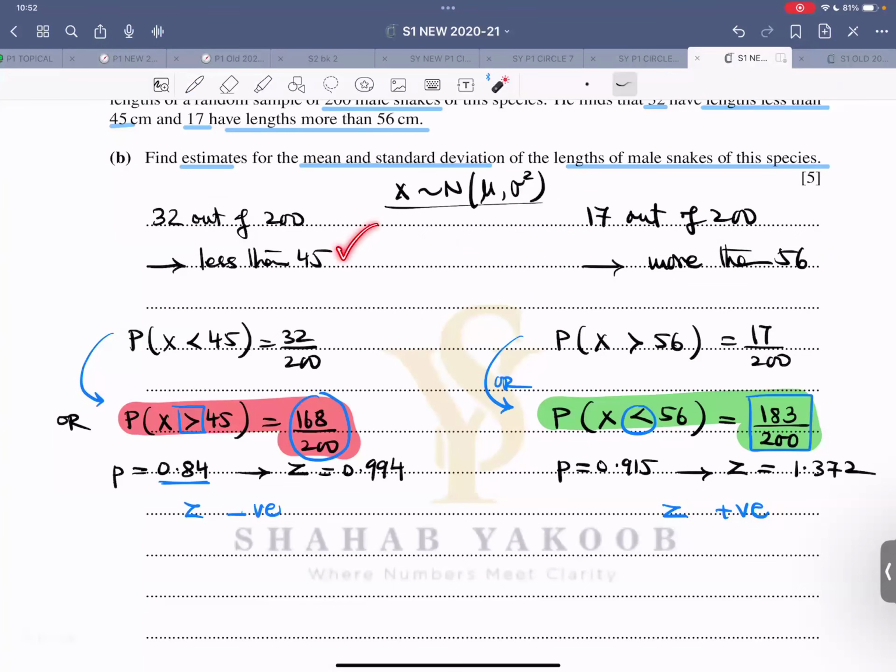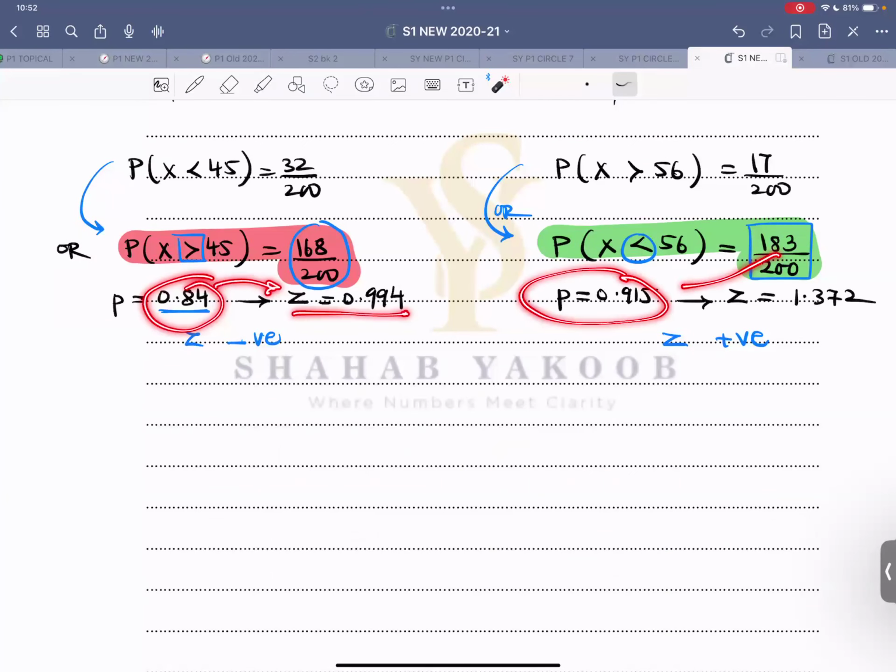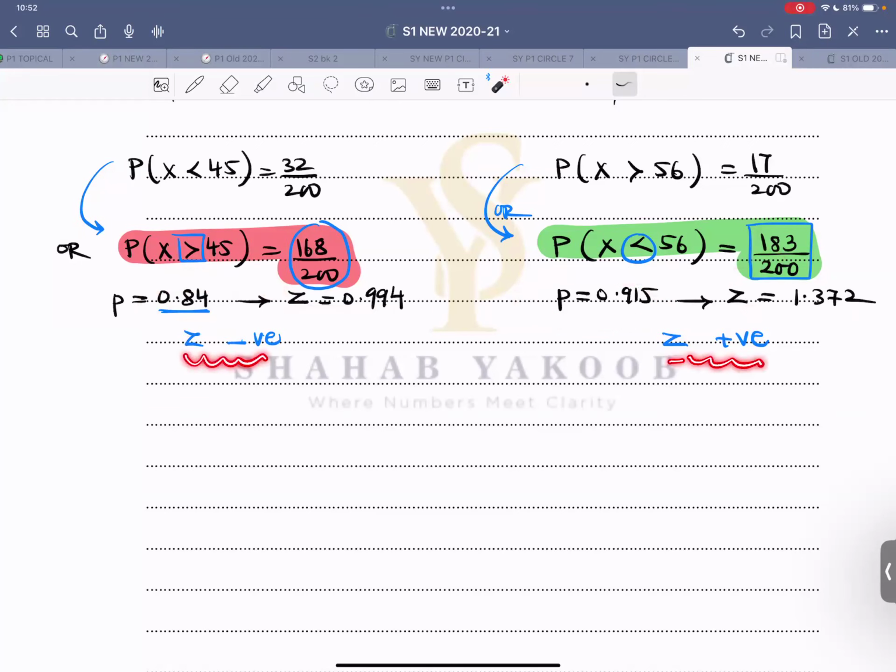The first thing, words converted to equation. Second thing, probability, back solving, get the Z value. Third thing, take care of the positive negative at the beginning, and then it's easy stuff from here.